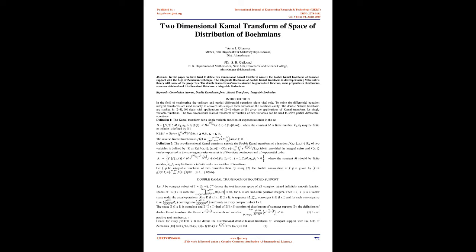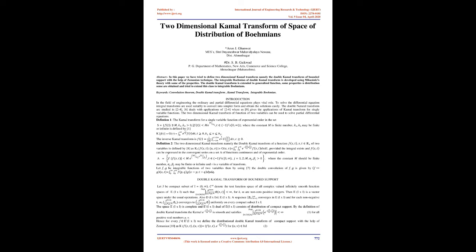Also, a sequence converges in E(I) if for each non-negative k, m it converges uniformly on every compact subset of I. The space E(I) is complete, and E'(I), the dual of E(I), consists of distributions of compact support.